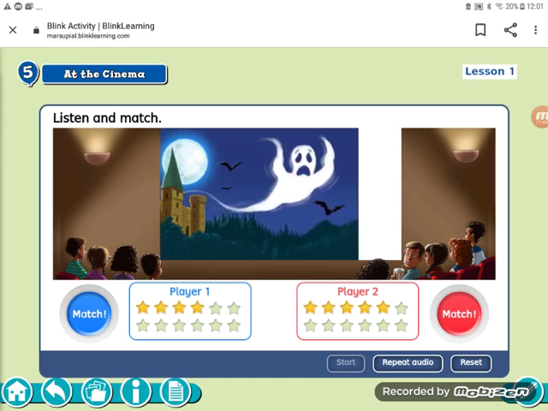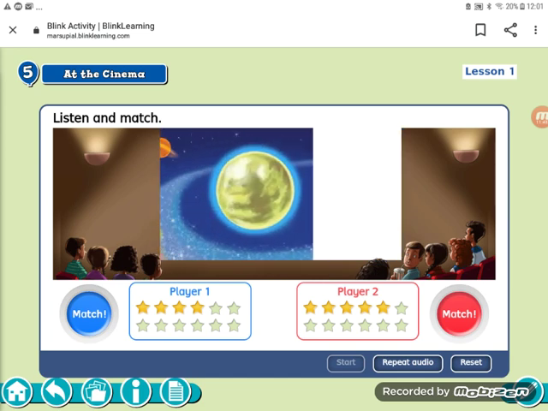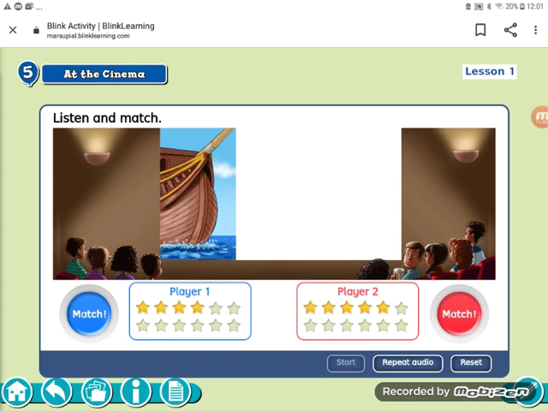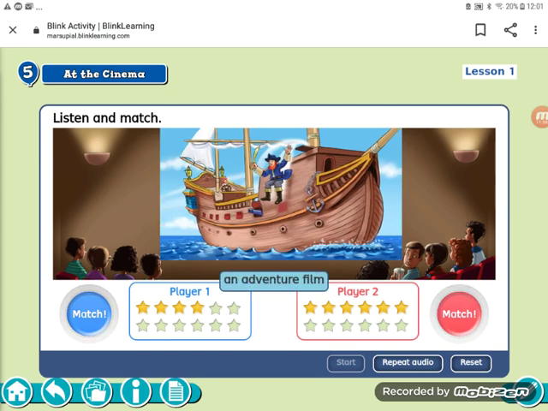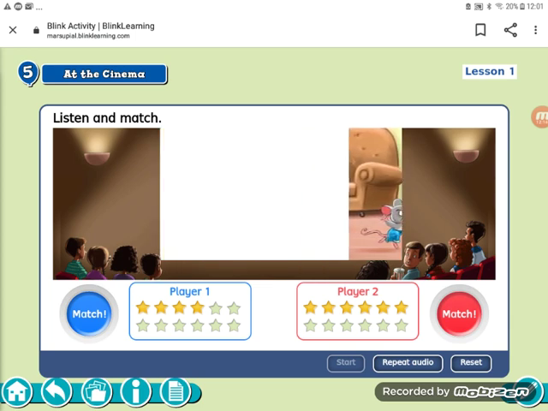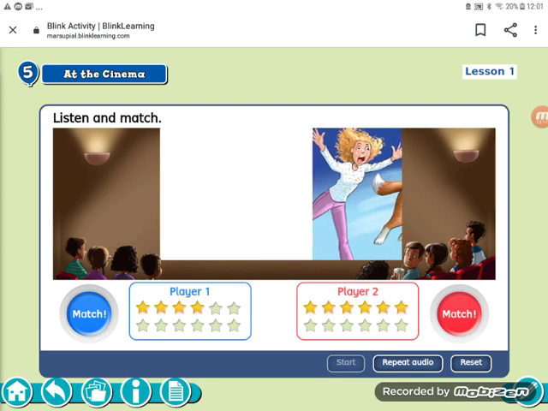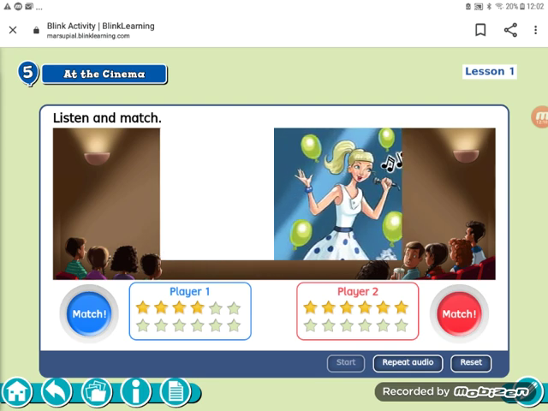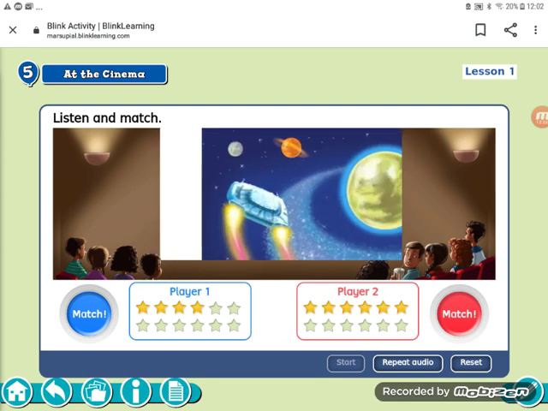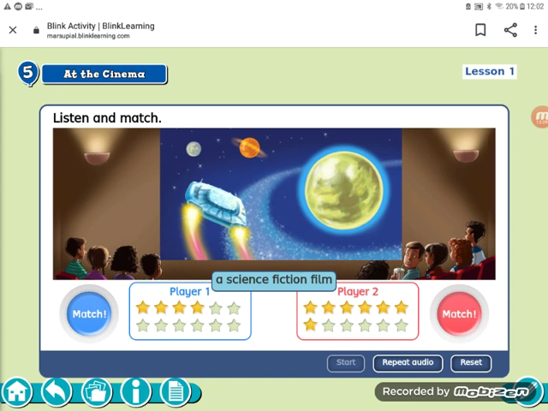Is it correct? No, this is scary film. This is a science fiction film. This is a fantasy film. Yes? Thank you. An adventure film. A science fiction film. No? You say me yes when you think. Science fiction film? Yes? Okay. Thank you. A science fiction film.